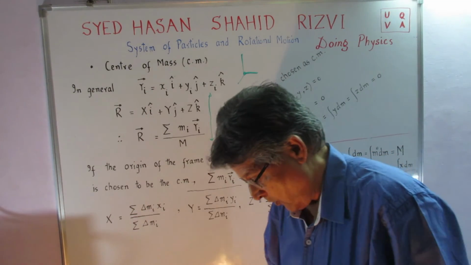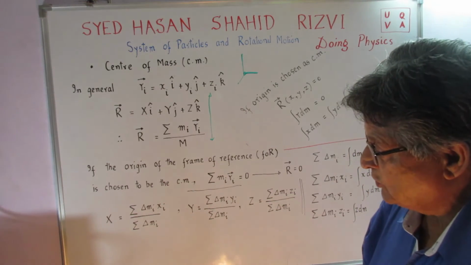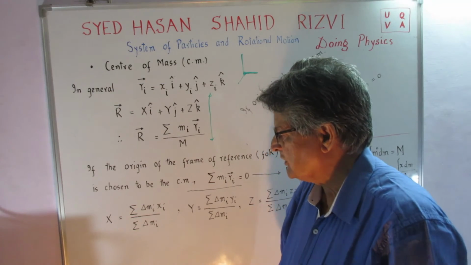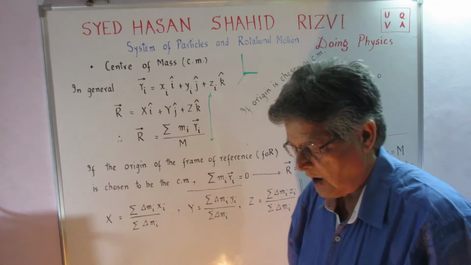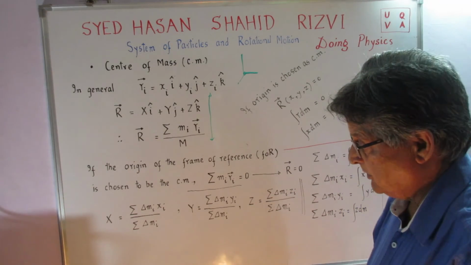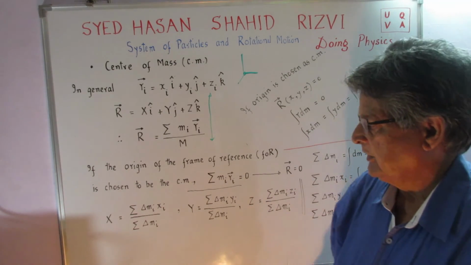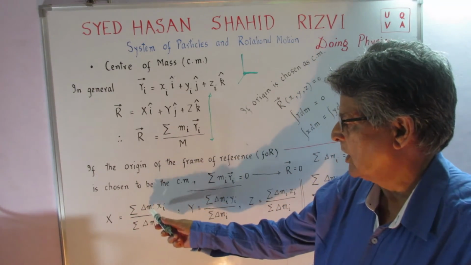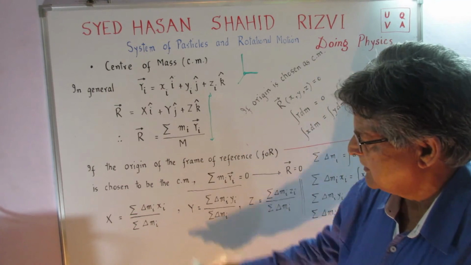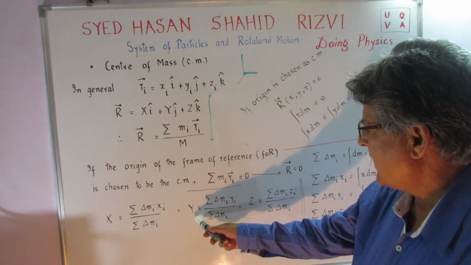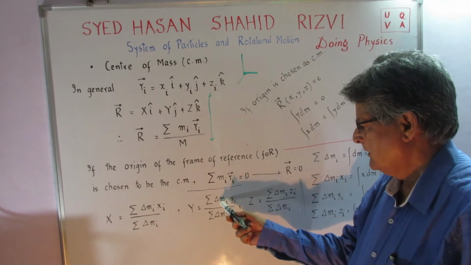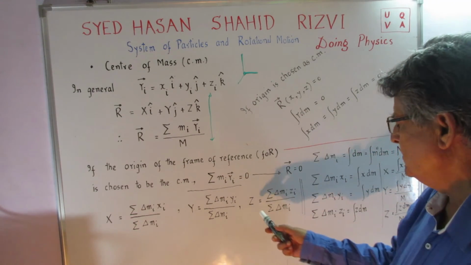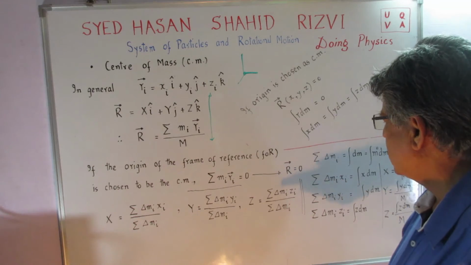Now I want to introduce to you how we calculate the center of mass of a regular body of regular density, homogeneity being one of the properties. Then I write that the x component will be given by sigma over all the particles delta m_i into x_i divided by this, and y is equal to sigma delta m_i into y_i divided by this, which is the total mass of the system, and z is equal to like this.